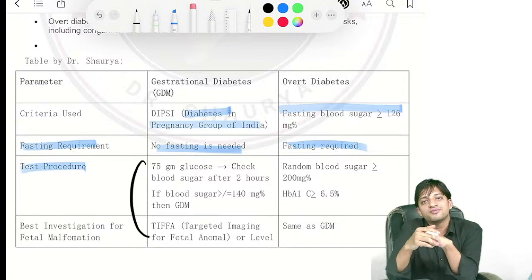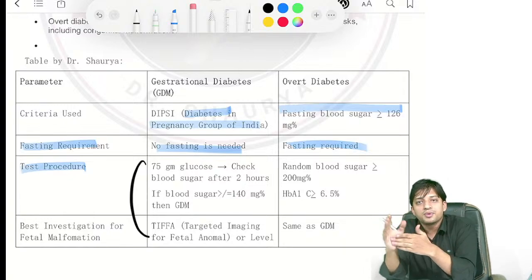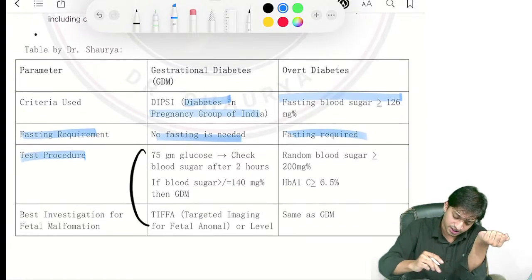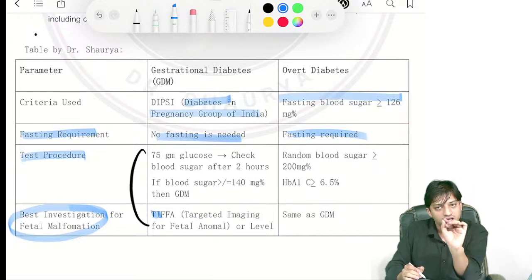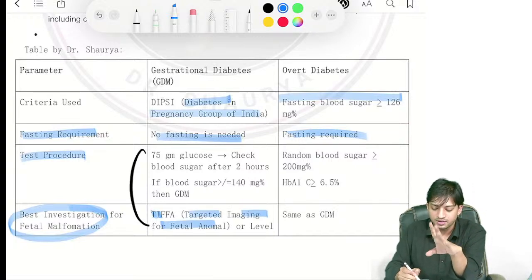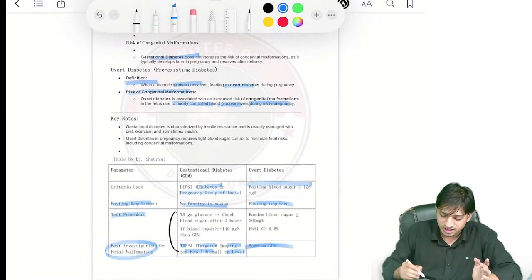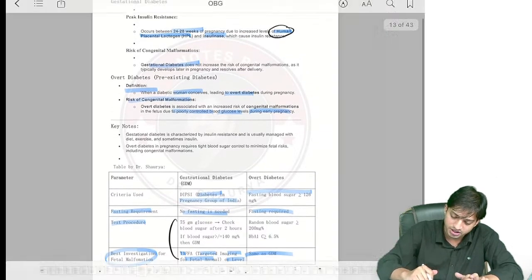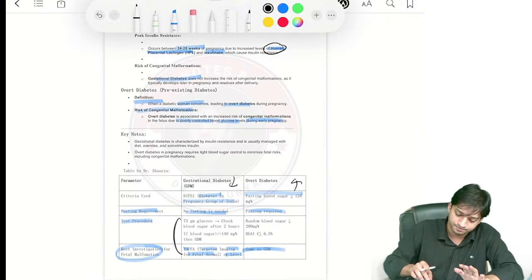And HbA1c values, they have asked if HbA1c is more than 6.5, it is overt diabetes mellitus. You already know that. Now coming to the best investigation for fetal malformation, it is TIFA. Very easy, targeted imaging for fetal anomalies. And here also, same as GDM, we have already discussed the risk of congenital malformation is more in overt diabetes mellitus and less in gestational diabetes mellitus.